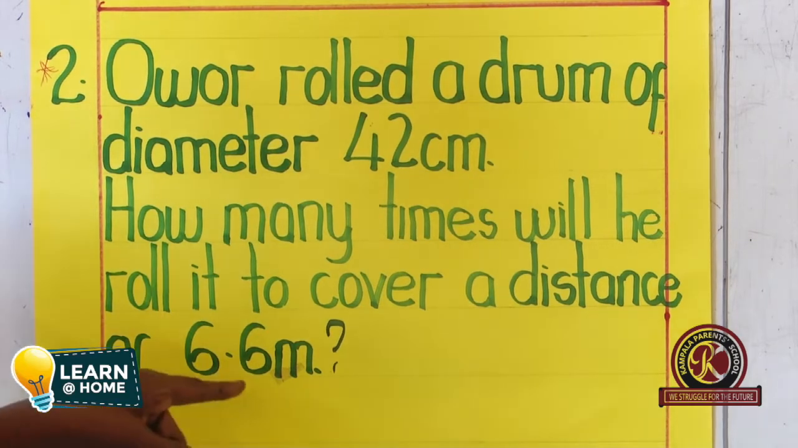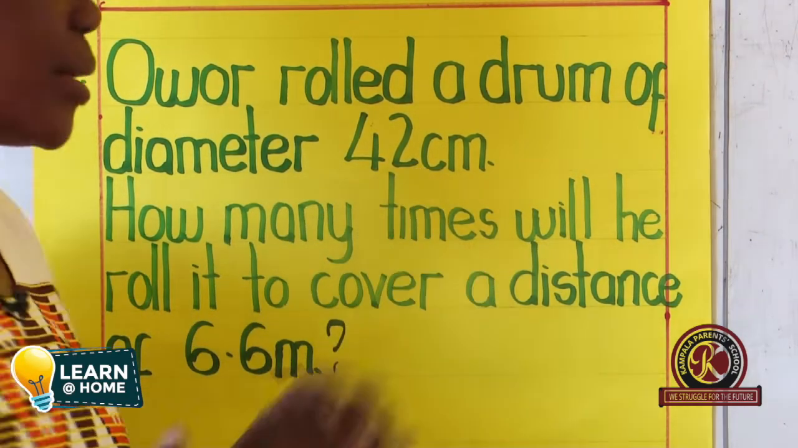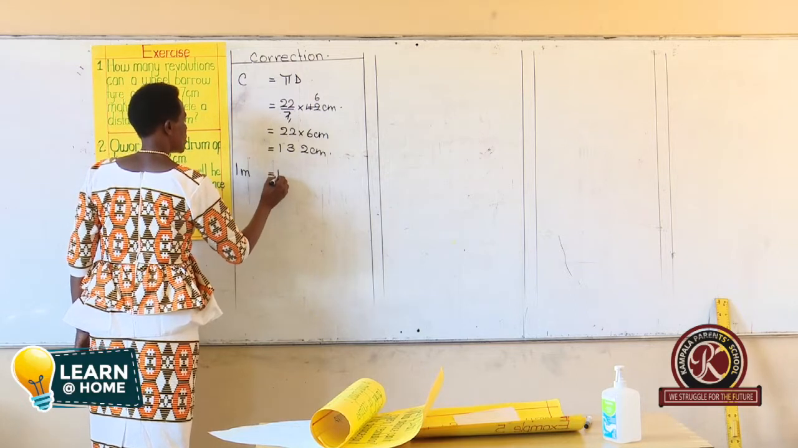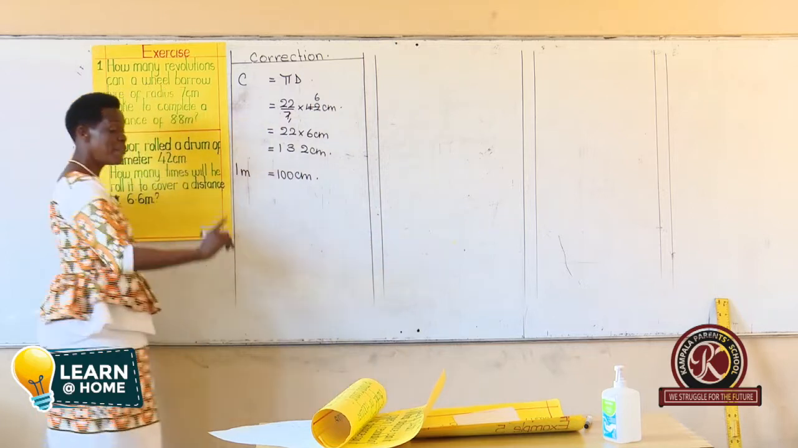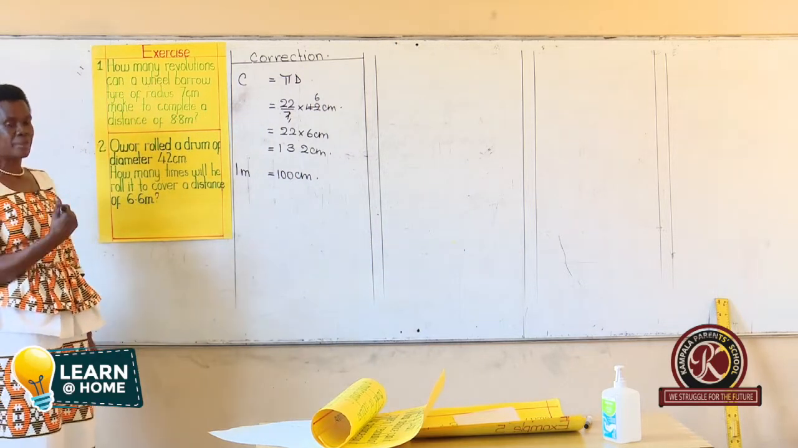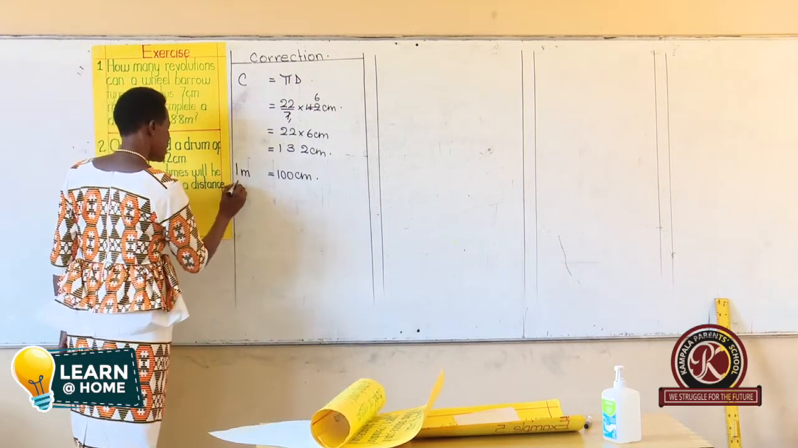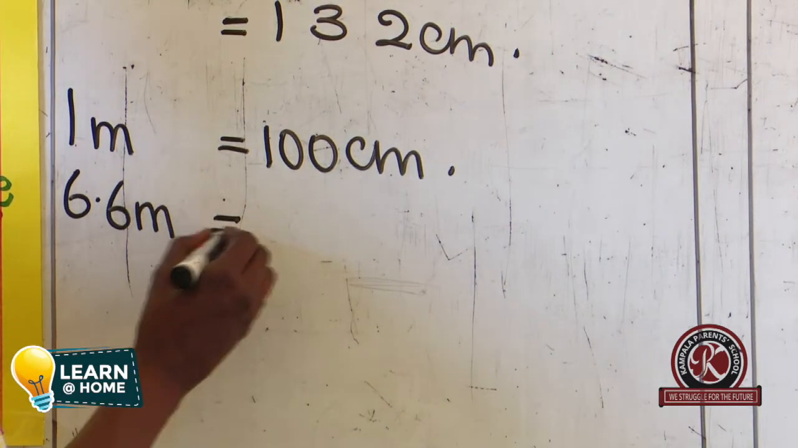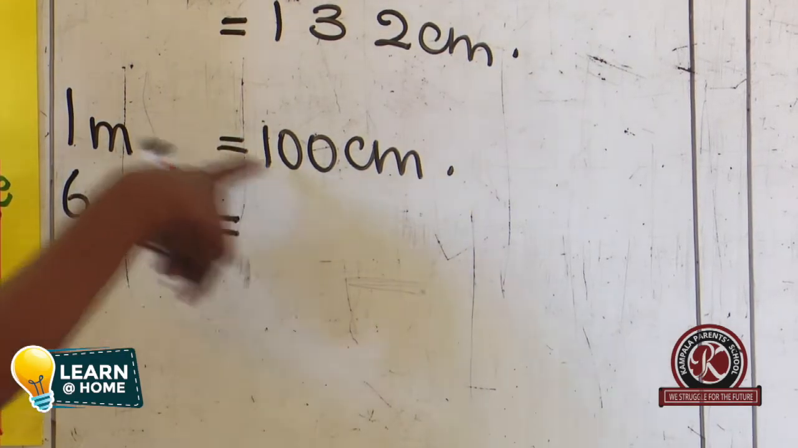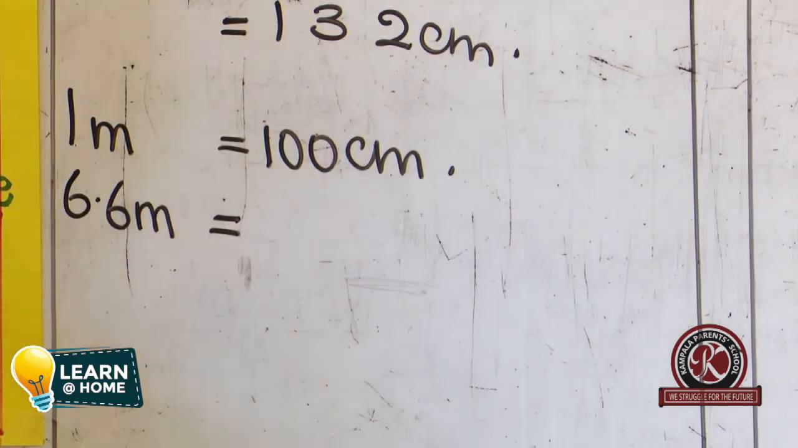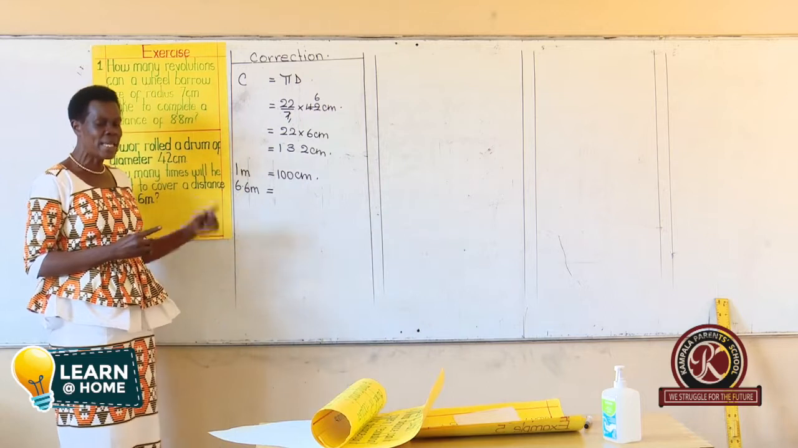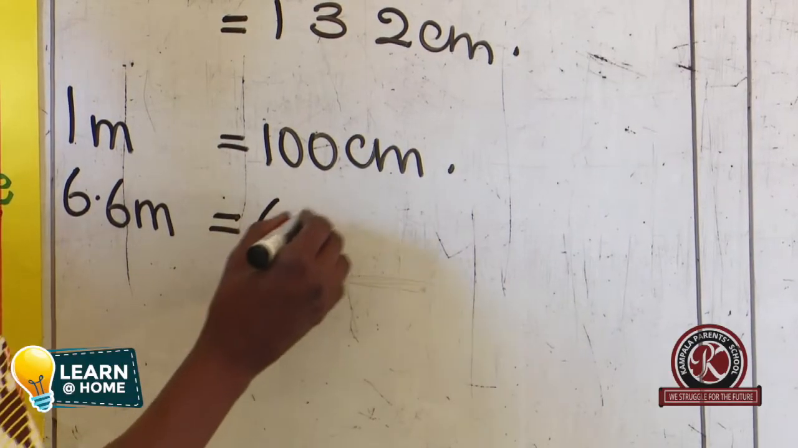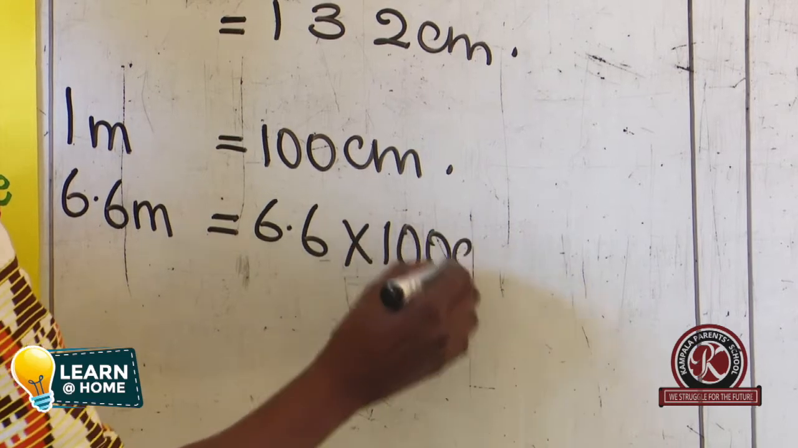So we are changing this bigger unit to a smaller one, which is centimeters. How are we going to change this? We say 1 meter equals 100 centimeters. I gave you a scale somewhere when I was starting the work. So now 6.6 meters, this is where people were having problems. 1 meter equals 100 centimeters, 2 meters will be 200 centimeters, 3 meters will be 300 centimeters. Now, what are they doing? They are multiplying. So we say 6.6 times 100 centimeters.